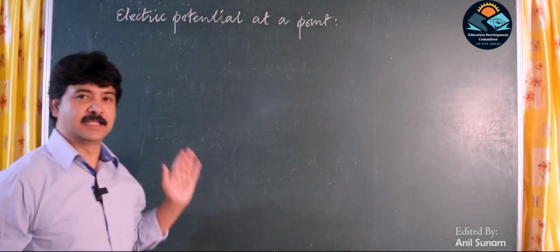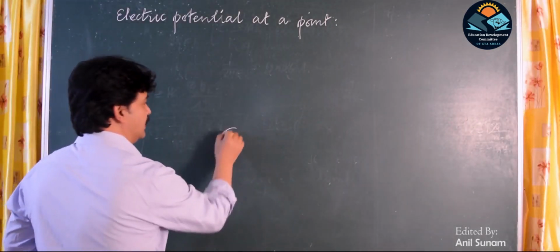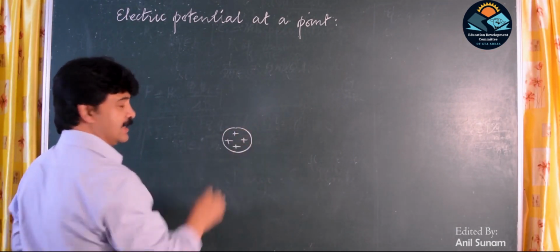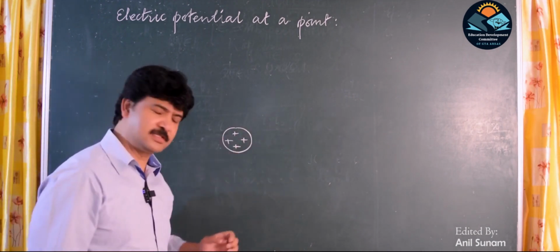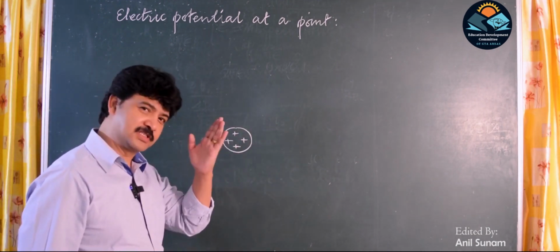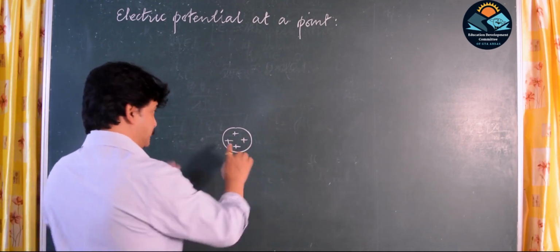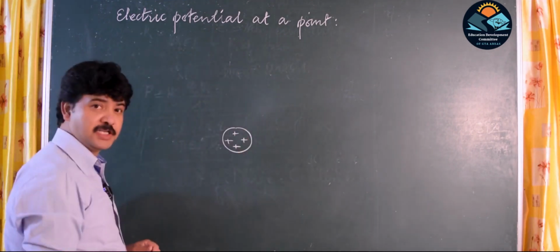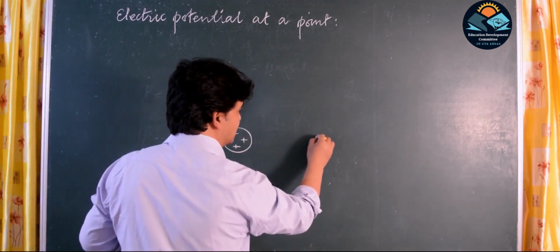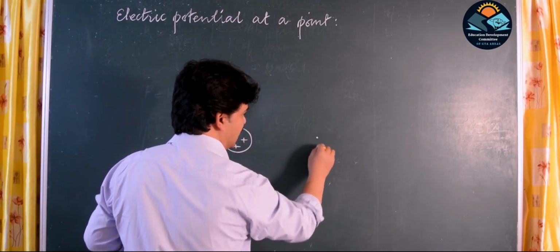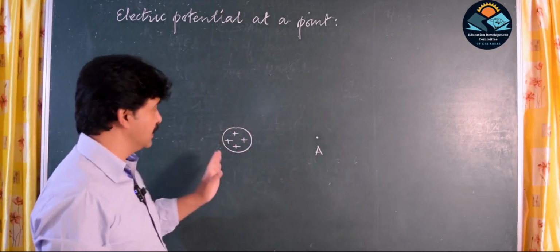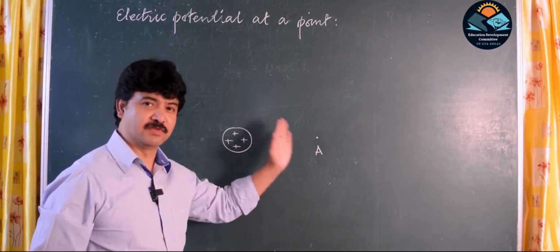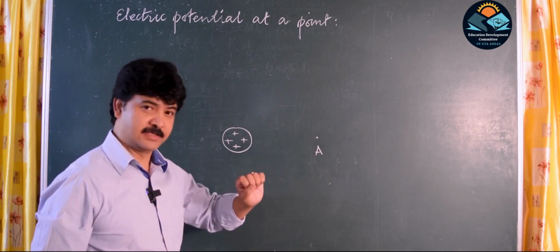Electric potential at a point. Now let this be a charged body and let it be positively charged. Why positive? Because we have to think positive and be positive. Now around the charged body, at any point you find the electric potential. So let us assume that this is a point A where we need to find out its potential, and of course the meaning of the potential at a point A.